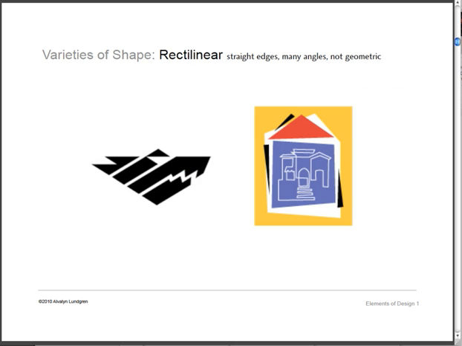Rectilinear shapes are not rectangles, and they're not geometric. They are straight edges, so they'll have corners, but they are not mathematically constructed. And so as we look at this logo of this wolf, we see every shape here has a straight edge. And as we look over here, obviously the yellow and the orange triangle, those two shapes are both geometric, but the white shape and the blue shape are rectilinear. They are not geometrically proportioned or constructed.